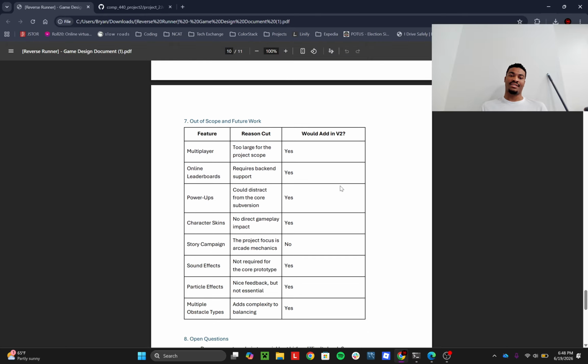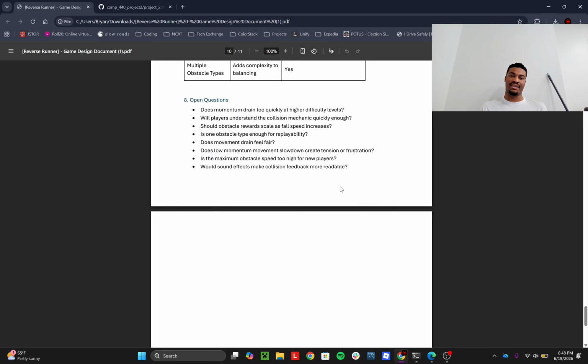Now, as I said, the features deliberately removed were power-ups, character skins, and even multiplayer. I removed these because they would increase development time without improving the core mechanic. I also had two major open questions: would players understand that the collisions are beneficial automatically, and would the difficulty curve remain fair at high speeds? These became the major testing goals during development.